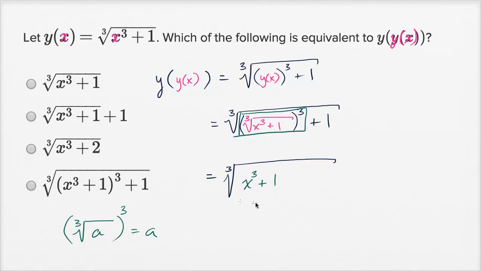And then now we have the plus 1. So this is going to be equal to the cube root of x to the third plus 2, which is that choice right over there.